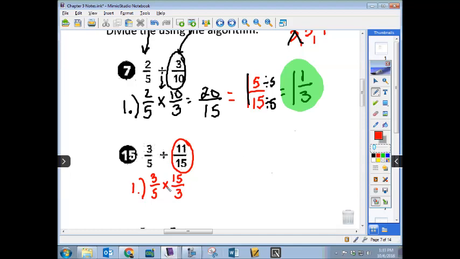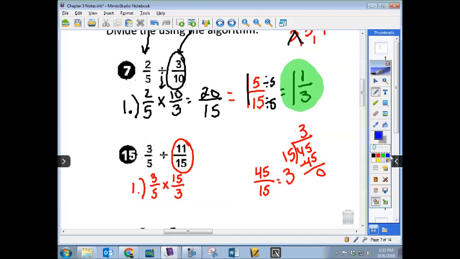Okay? Now first I'll do it without cross-simplifying. So we'll just do top times top and bottom times bottom. That would give me 45 over 15. When you divide this out, you would learn that it would go in 3 times. And we know the answer is 3.